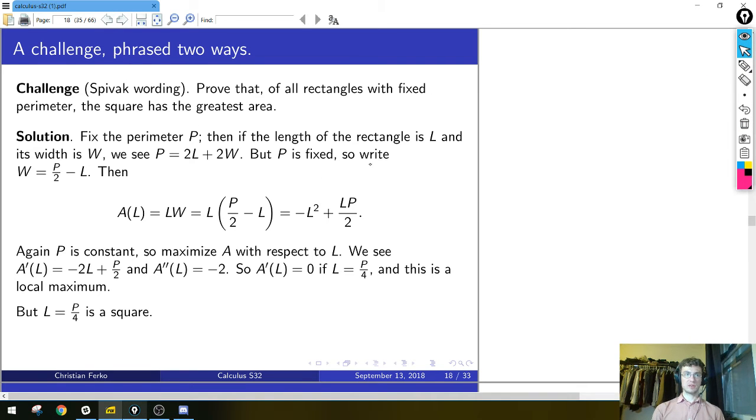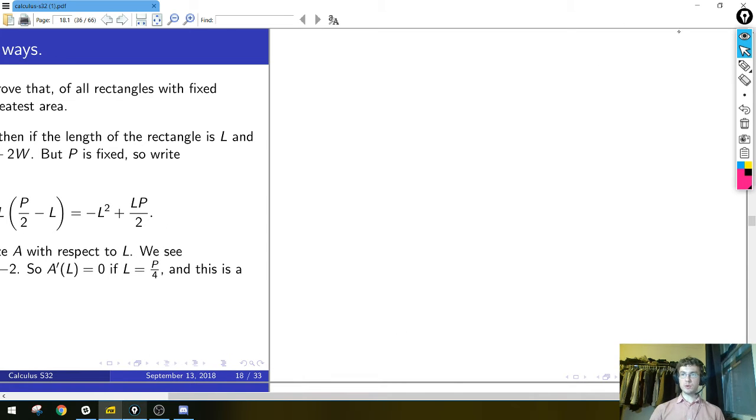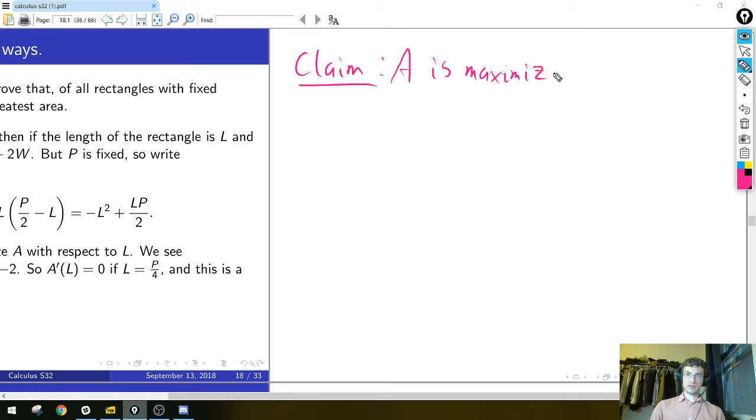But I wanted to make another slide solving this in a different way, because we're going to start talking about symmetry on Tuesday. So here is a spooky but totally rigorous way to solve this problem that involves no calculus whatsoever. So, claim: the area is maximized for a square. And we can prove this by contradiction.